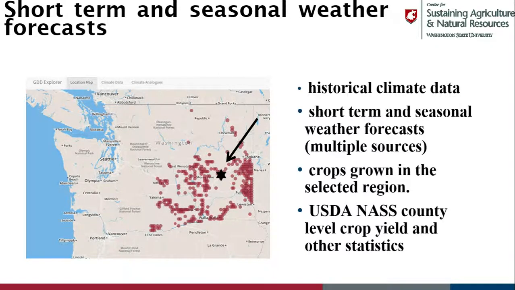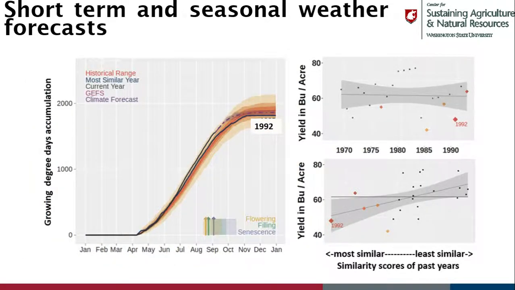And the application will draw up the historical climate data, short-term and longer-term seasonal forecasts, also crops grown in the area, and NASS QuickStats data for the county that the latitude-longitude point is in. And then the app generates a plot kind of similar to the GDD plot that Katherine was talking about.